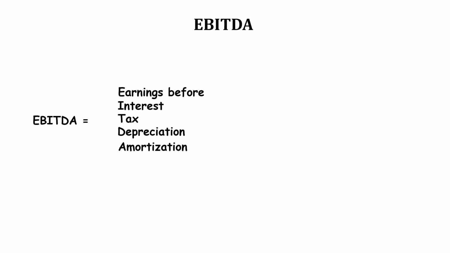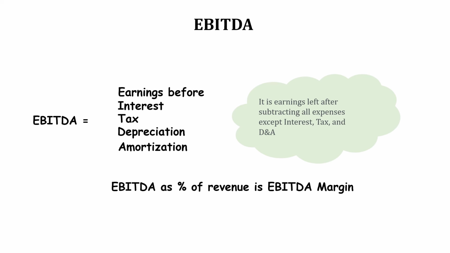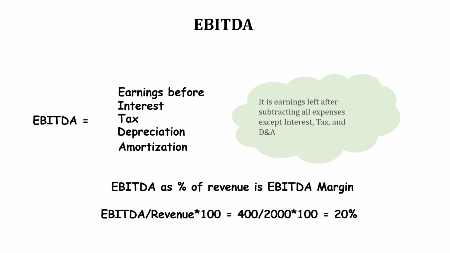So what is EBITDA? EBITDA is nothing but earnings before interest, tax, depreciation and amortization. So basically, if you subtract all the expenses except interest, tax and depreciation and amortization from your revenue, you arrive at a number called EBITDA, and it's one of the important financial metrics which gets tracked. Similar to gross margin, if we express EBITDA as a percentage of revenue, we get something called EBITDA margin. In our case, EBITDA margin is around 20%.